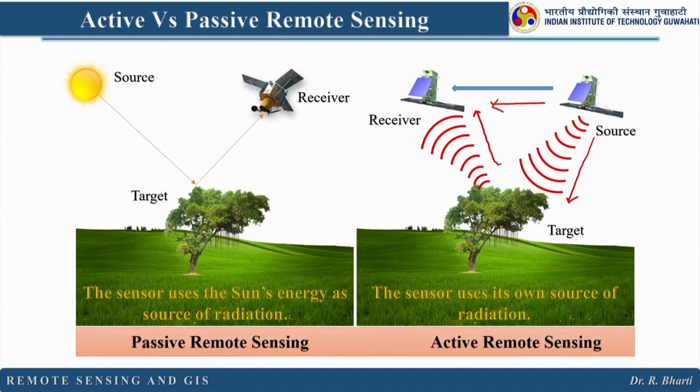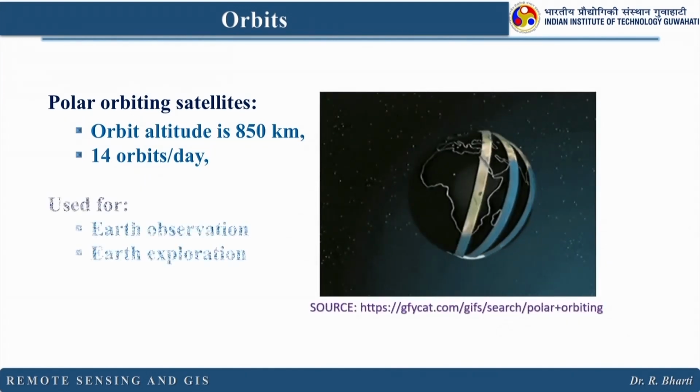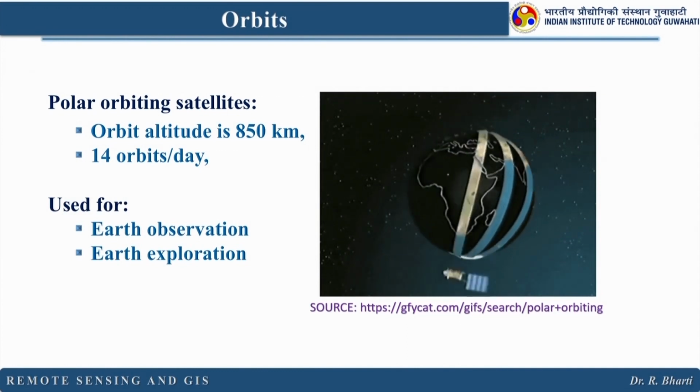I hope this is clear, active versus passive remote sensing, because this is very important that you will understand in the later stage. Now, there are different types of orbit, how these satellites are fixed or how these satellites are monitoring our surface. So, this is one of the orbit, polar orbiting satellites, where orbit altitude is approximately 850 kilometers, and which is more or less 14 orbits per day, you can see, and it is used for earth exploration as well as earth observation.